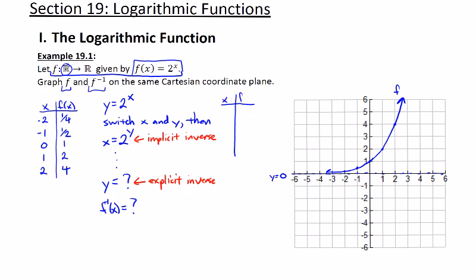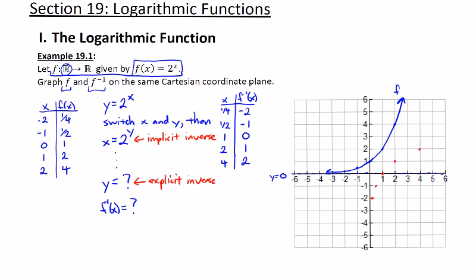So f inverse is going to take the x's and the y's from f, and it's going to switch them. That's what we did to try to work on the equation, just to switch the x and the y. So that means that the 1/4, 1/2, 1, 2, and 4 are going to be the new x values, and then -2, -1, 0, 1, and 2 are now going to be the y values. I'm going to use a different color to graph this. And let's see, 1/4, -2, 1/2, -1, 1, 0, 2, 1, and then 4, 2.